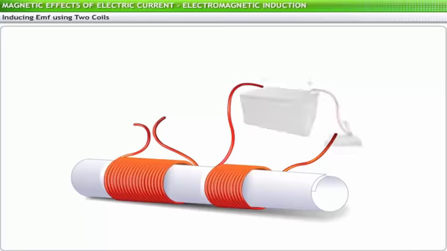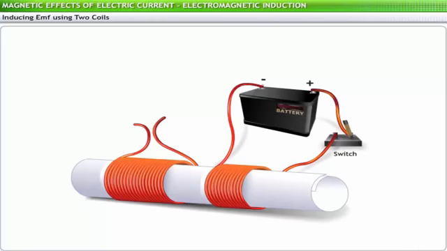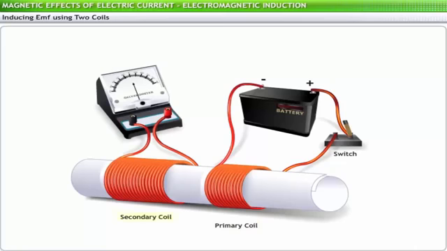one coil is connected to a battery with a key. This coil is called the primary coil. The other coil is connected to a galvanometer and is known as the secondary coil. When the key is pressed, a current passes through the primary coil. This current produces a magnetic field.